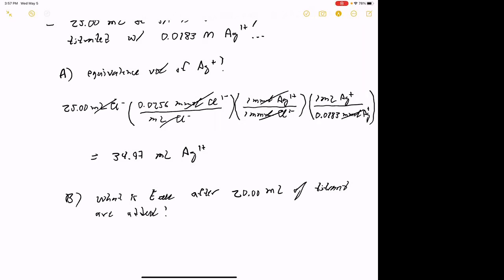All right, so first things first, guys, where are we in the titration? Am I before the equivalence point, at the equivalence point, or beyond it? Before. I'm before it. So I've just added 20 mils of the silver ion, and I know I need 34.97 to get to the equivalence point. So I'm before the equivalence point. Okay, so let's do this.